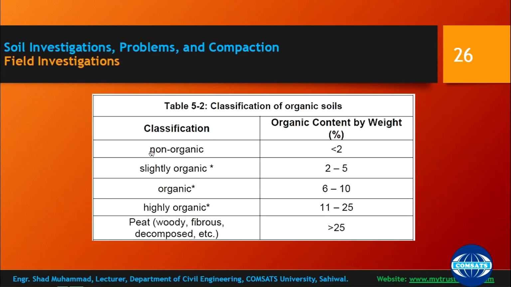Classification of organic soil is based on the organic content: non-organic, organic content less than 2 percent, slightly organic, organic, highly organic, and peat.